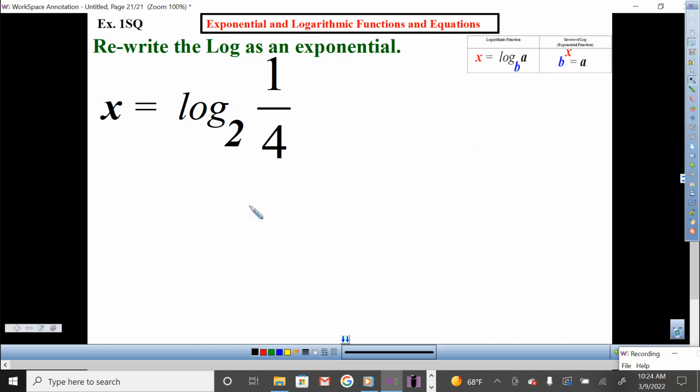All right, Fatima, what'd you get? 2 to the x equals 1/4. Hands, have you got that? All right, from 1 to 5, how comfortable are you with this?